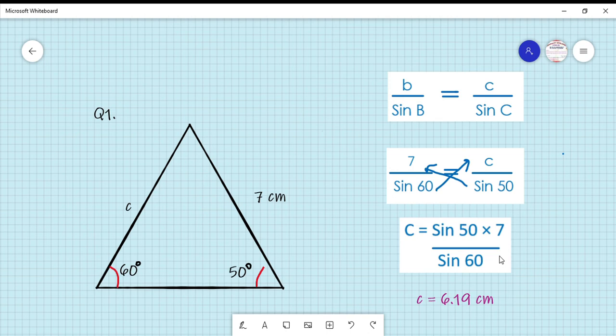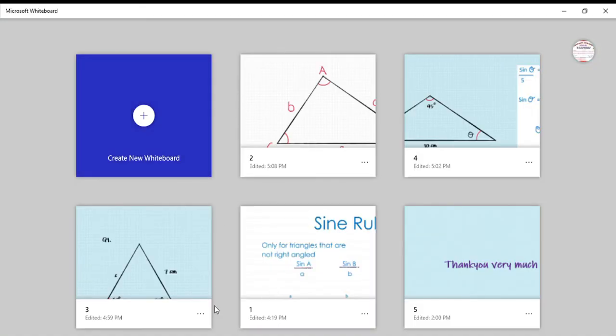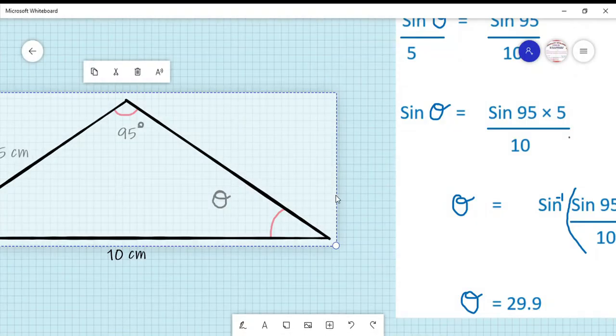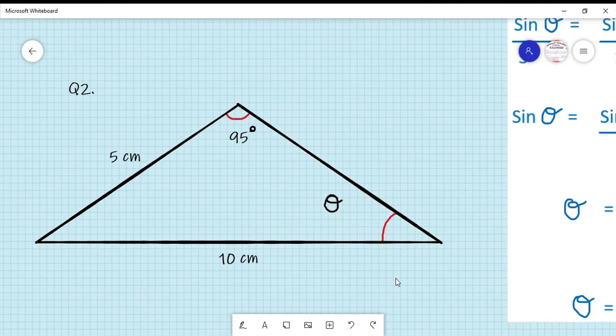If you calculate it in a scientific calculator, the answer you get is 6.19 centimeters will be the length for C. Let us move on to the second question. Here, I have another triangle that is not right angled. We have to find the theta here.